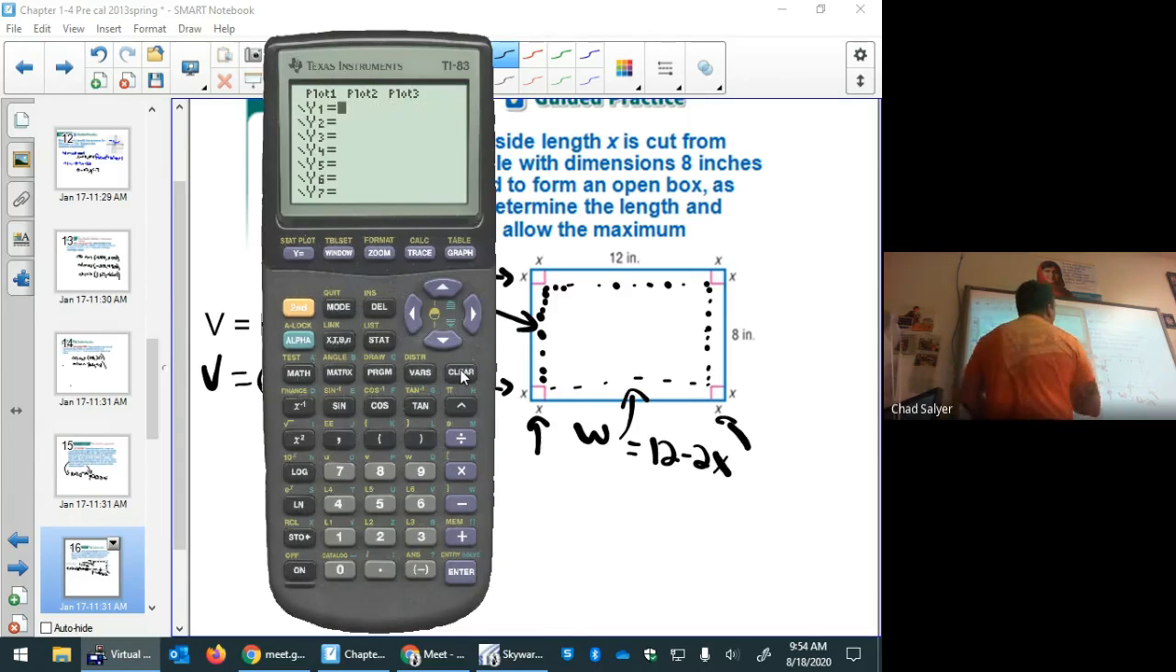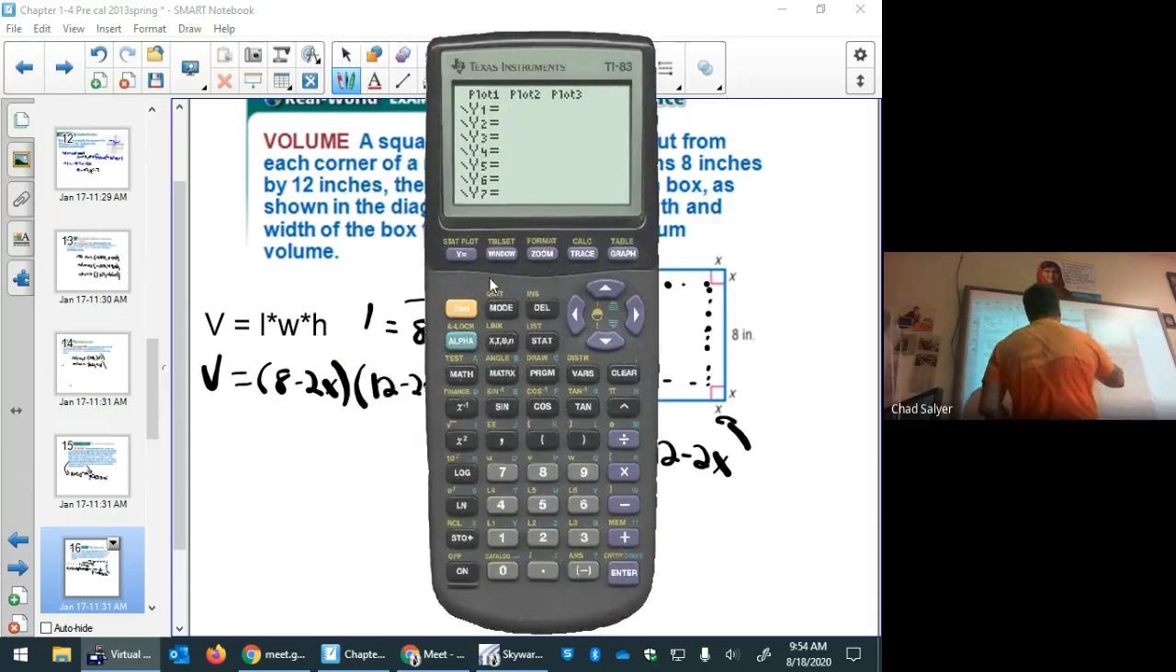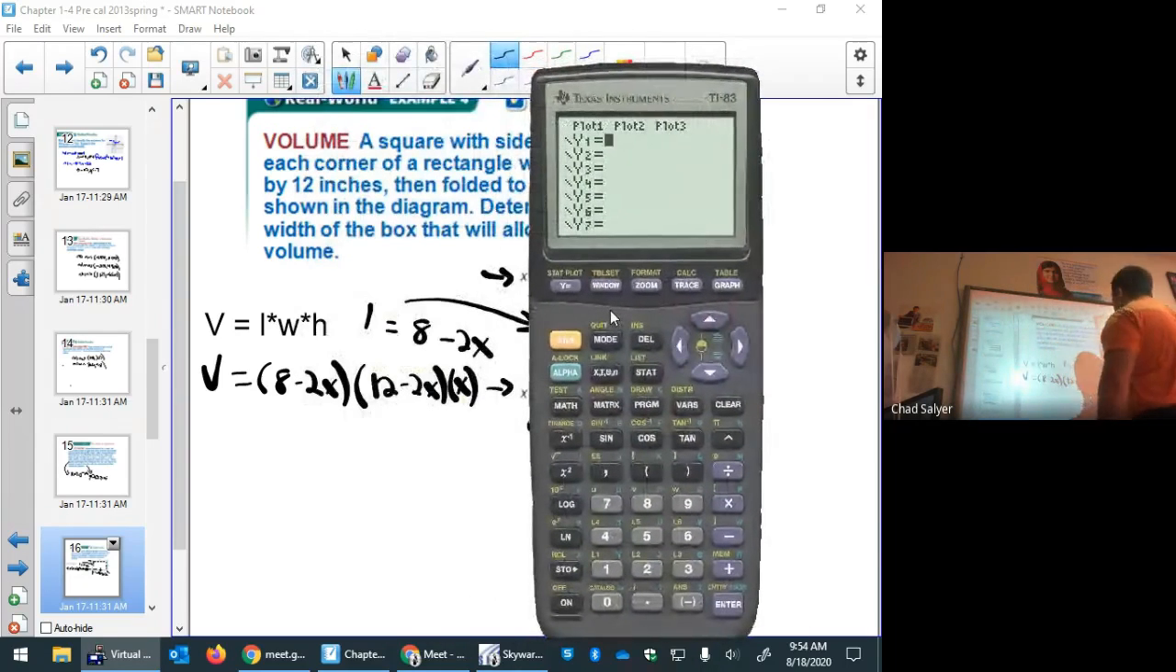So once again, we're going to go to the y equals screen, and let's punch in our equation that we developed. And you don't have to multiply this out. You can put it in exactly as it is and save yourself some time. 8 minus 2x, and then 12 minus 2x, and then x. So length times width times height finds the volume. Here we analyze the figure and determine the length, the width, and the height.